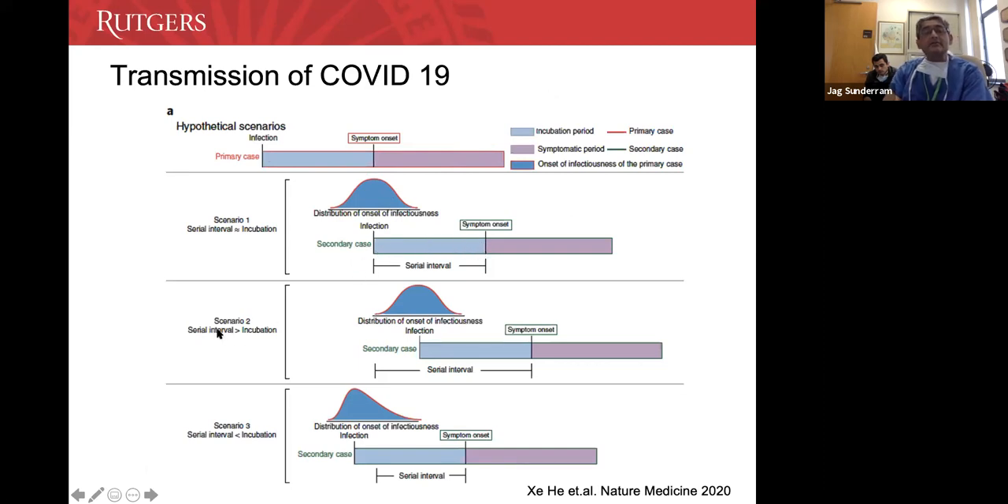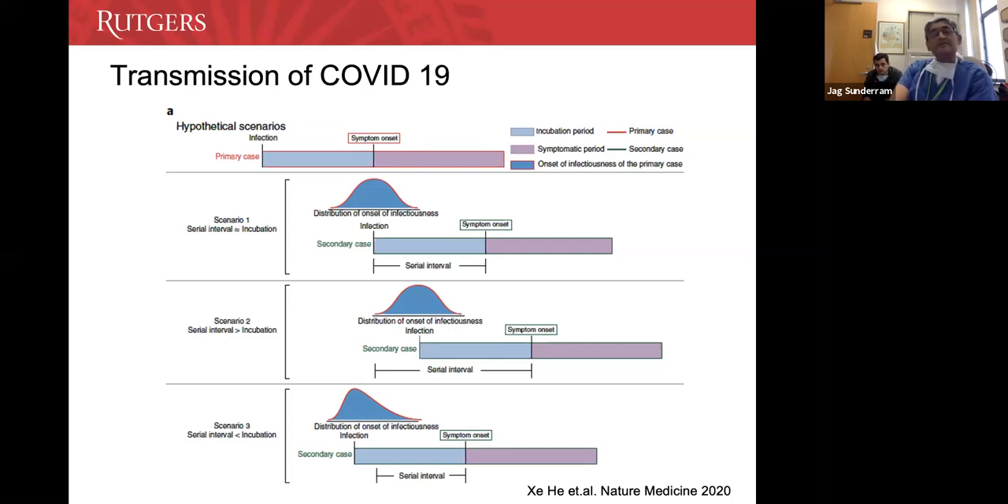The second scenario is where the serial interval is longer than the incubation period, in which case the secondary case is infected much after symptom onset of the primary case, and then begins to have symptoms. The third scenario is a more scary scenario where the infection spreads to the secondary case even before the symptom onset of the primary case. So in this scenario, the serial interval is shorter than the incubation period.